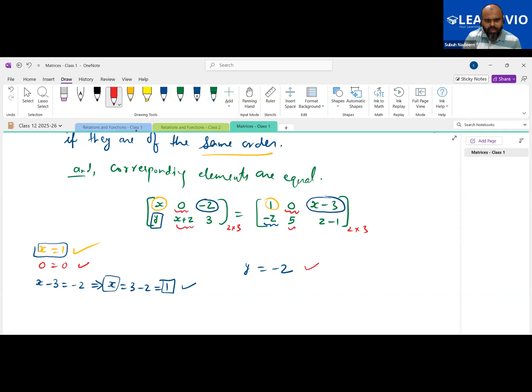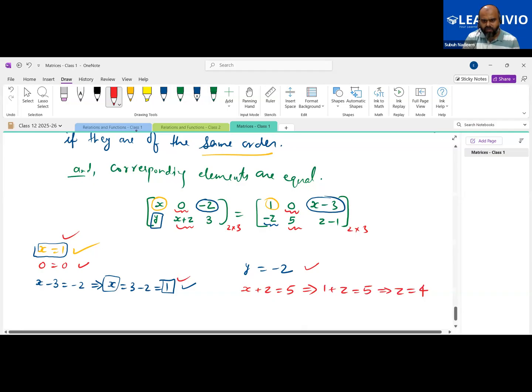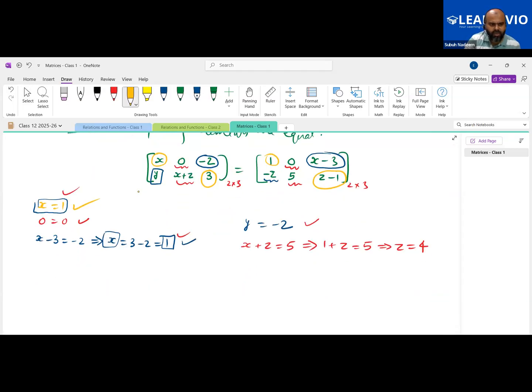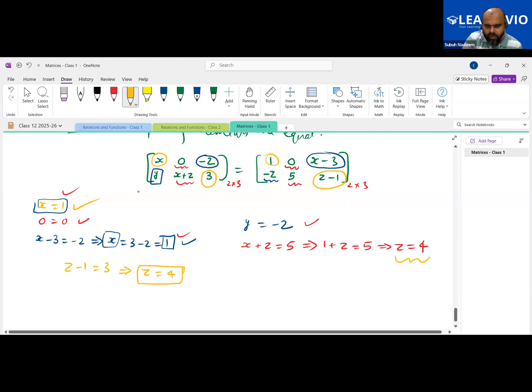Then we have x plus z is equal to 5. X we already know, x is 1. So 1 plus z is equal to 5, which means z is equal to 5 minus 1, 4. So z should be 4 if we want these two matrices to be equal. Then we have 3, and this should be equal to z minus 1. So 3 is equal to z minus 1, which means z is equal to 3 plus 1, 4. So this z equal to 4 and that z equal to 4 are the same.